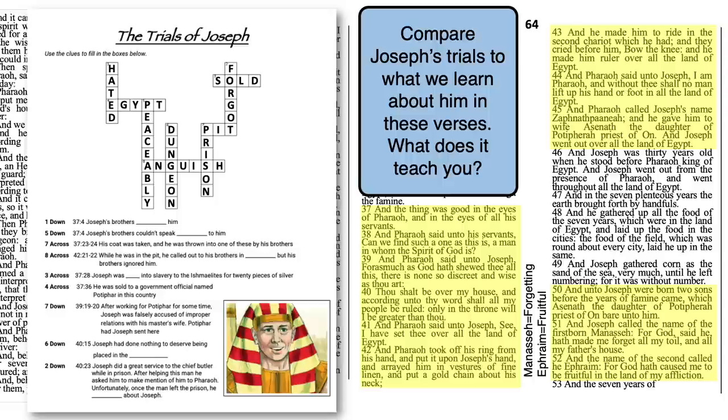And unto Joseph were born two sons before the years of famine came, which Asenath, the daughter of Potipharah, priest of On, bare unto him. And Joseph called the name of the firstborn Manasseh. For God, said he, hath made me forget all my toil and all my father's house. And the name of the second called he Ephraim. For God hath caused me to be fruitful in the land of my affliction.